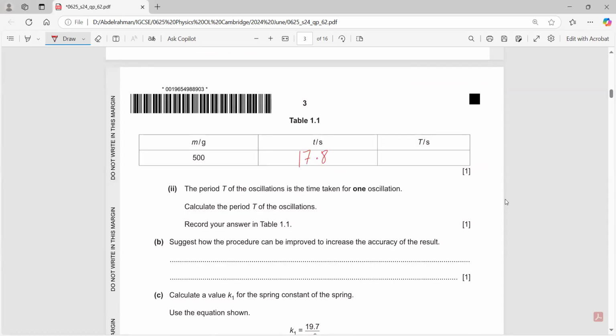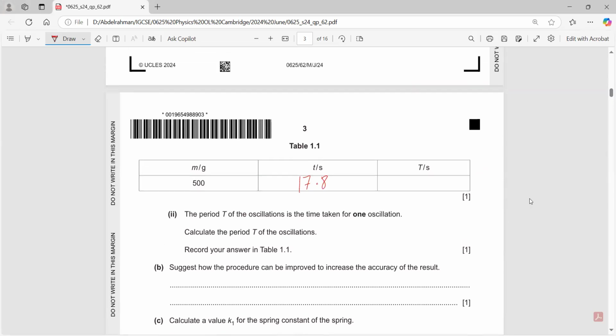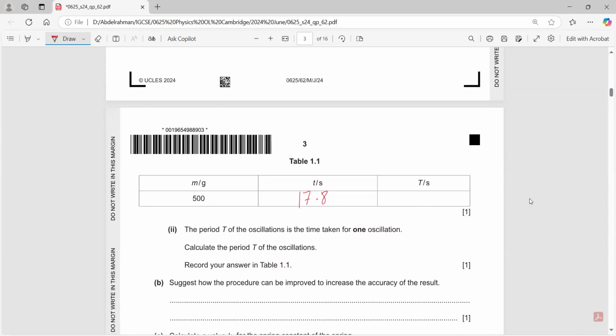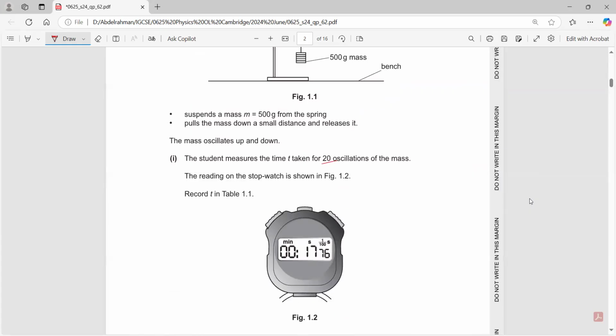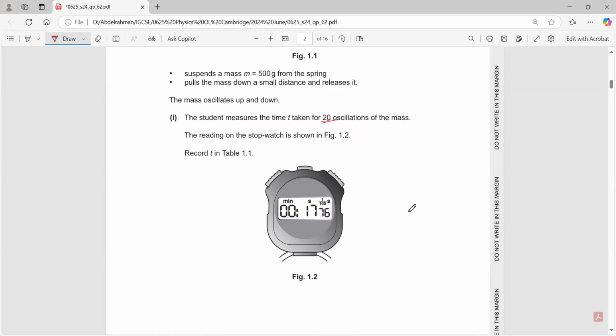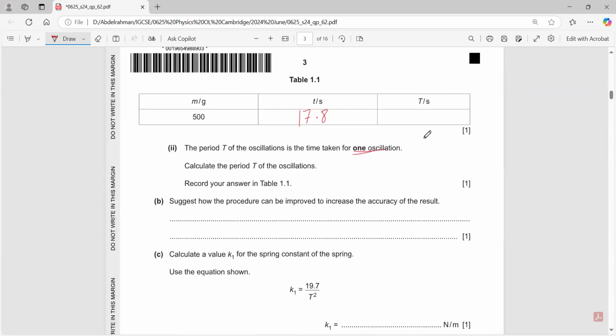And then can I find the period, capital T? Yes, I can find the period for one oscillation. How many oscillations were there? They were 20 oscillations. So 17.8 divided by 20 would be around 0.888, or you can just write it down as 0.89.